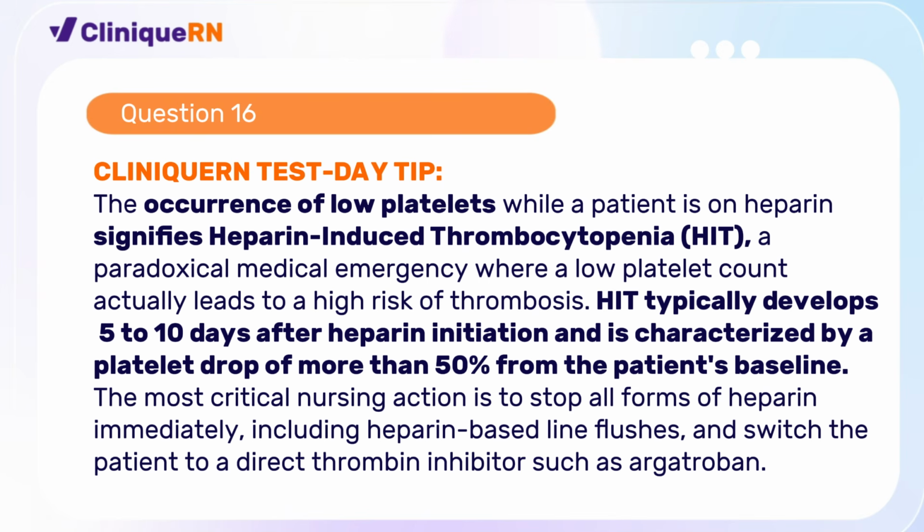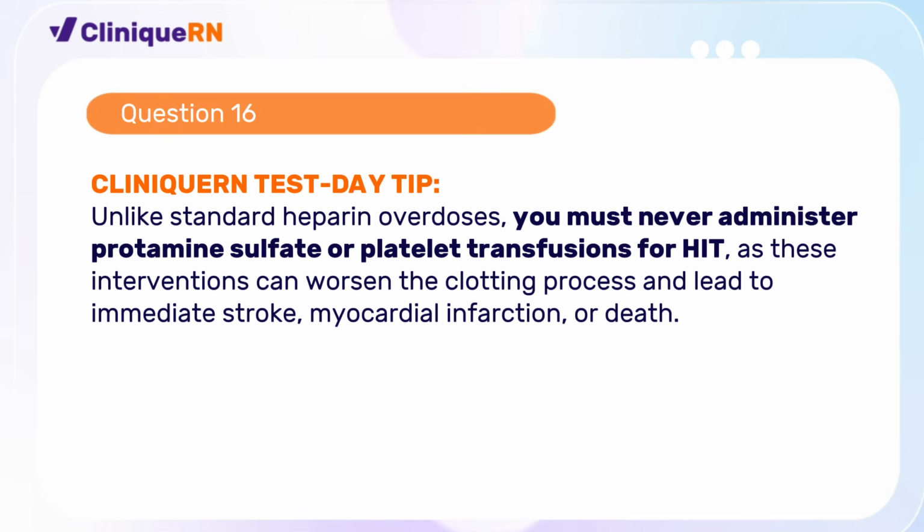The most critical nursing action is to stop all forms of heparin immediately, including heparin-based line flushes, and switch the patient to a direct thrombin inhibitor, such as argatroban. Unlike standard heparin overdoses, you must never administer protamine sulfate or platelet transfusions for HIT, as these interventions can worsen the clotting process and lead to immediate stroke, myocardial infarction, or death.